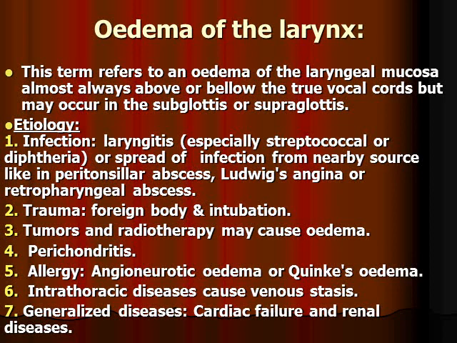And in tumors and radiotherapy, we have a resistant oedema in the vocal cords. It lasts for months. Also, perichondritis may cause this condition, with a long-standing oedema from inflammation of the perichondrium. And allergy, especially special types like angioneurotic oedema or Quincke's oedema, a special type of allergy associated with the complement system. Intrathoracic diseases causing venous stasis can cause this oedema also. And finally, generalized diseases like cardiac failure and renal failure, which are known to cause oedema in different parts of the body.